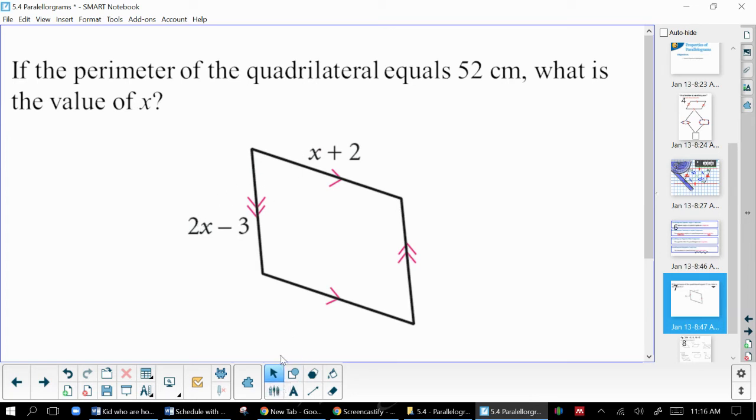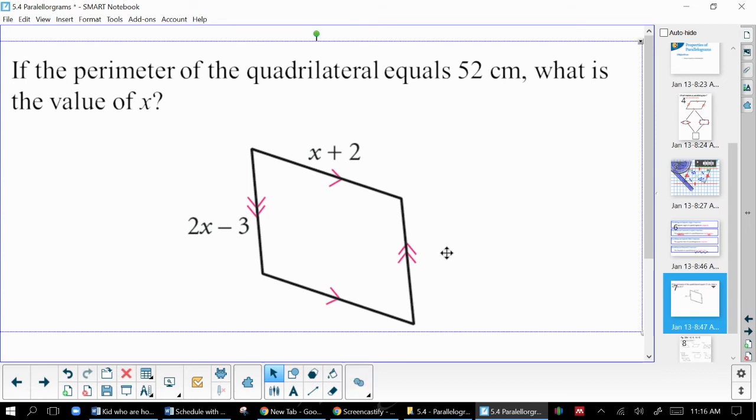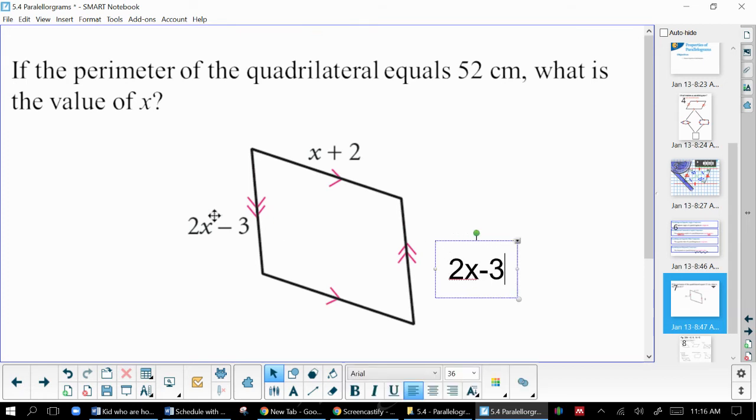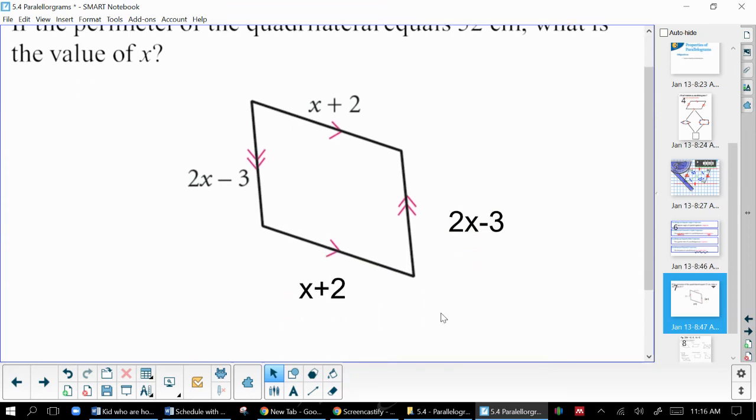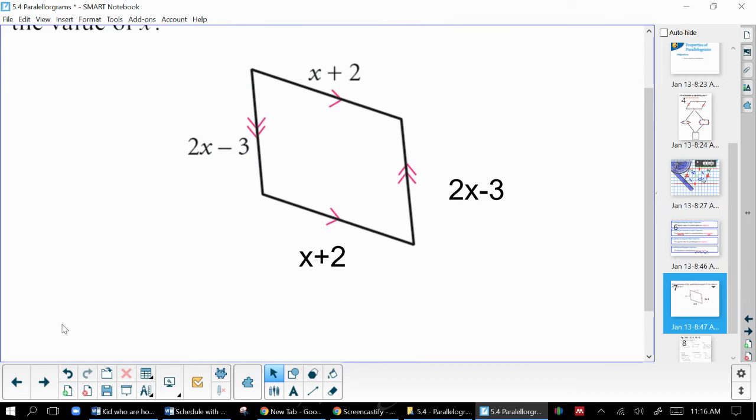Well, this one uses the third one, the conjecture that we talked about where the opposite sides are equal. If this is a parallelogram, then this side has to be the same as this side. And this side has to be the same as this side. So now we do have an expression for all 4 sides. And I can just add them up.